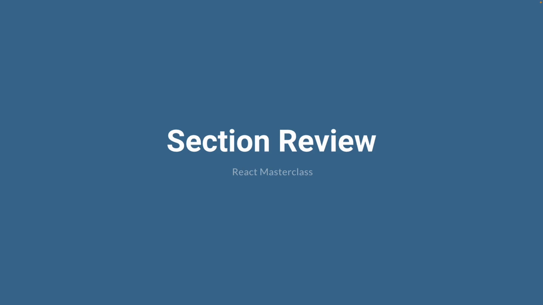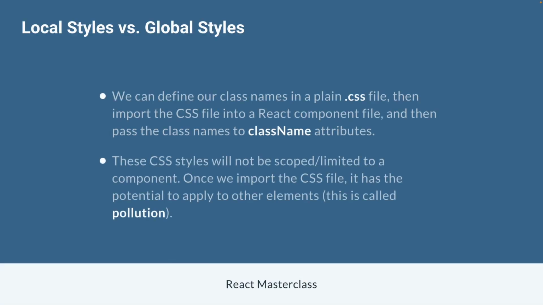So let's take a few moments to review everything that we learned in this section of the course. This section was focused on various CSS approaches in React, and we started with perhaps the most traditional approach, which was declaring a regular CSS file with a .css extension and then importing that file into a React component. We were then able to access all of the styles and classes from the CSS file and simply pass them to the className attribute of any given JSX element.